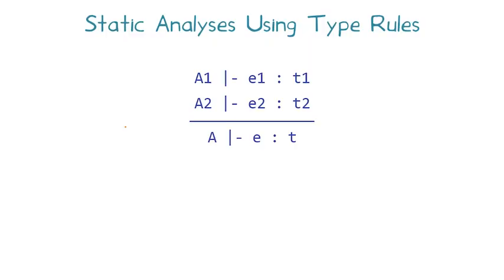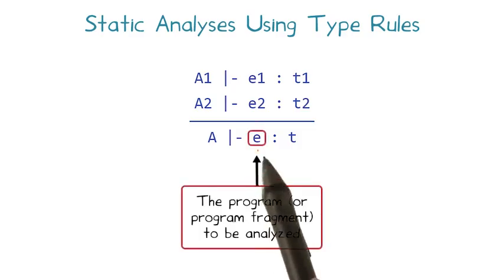Earlier in this lesson, we promised that type notation would be useful in contexts aside from type systems. Indeed, they are useful for describing a wide range of static analyses. Instead of speaking in the language of types, we can interpret each part of a rule of inference in a different way. We will use E to represent the program or program fragment to be analyzed.